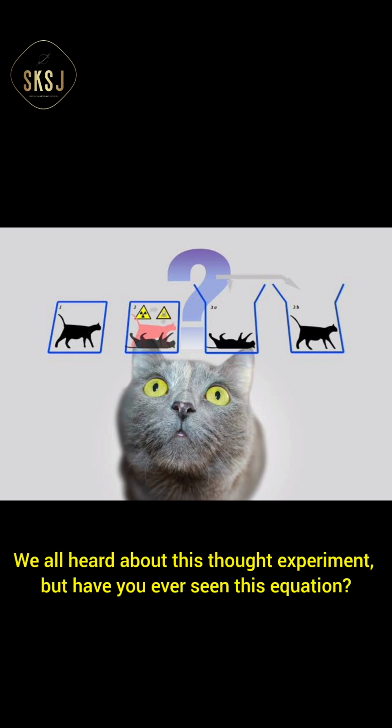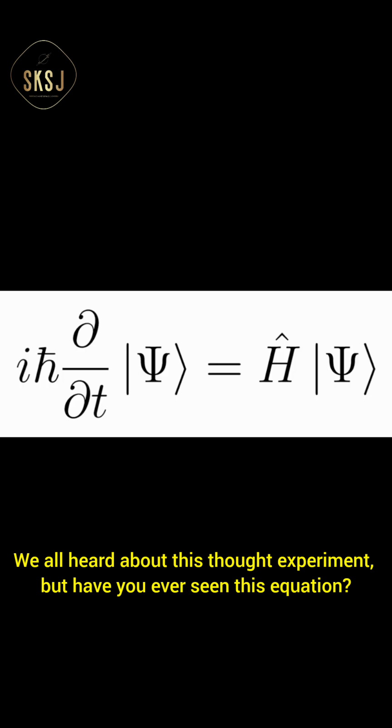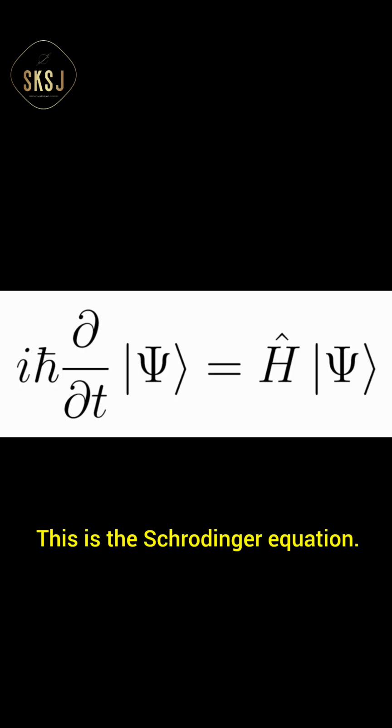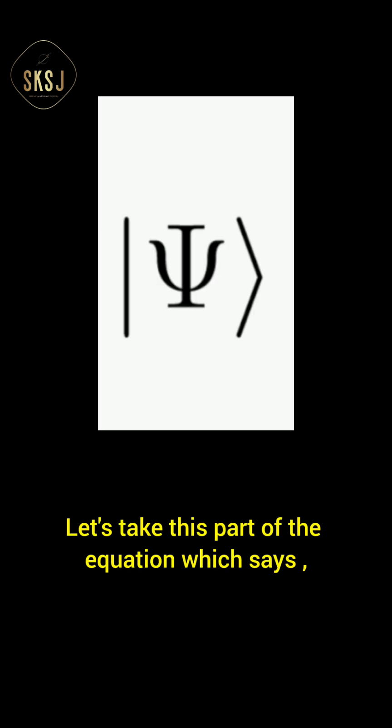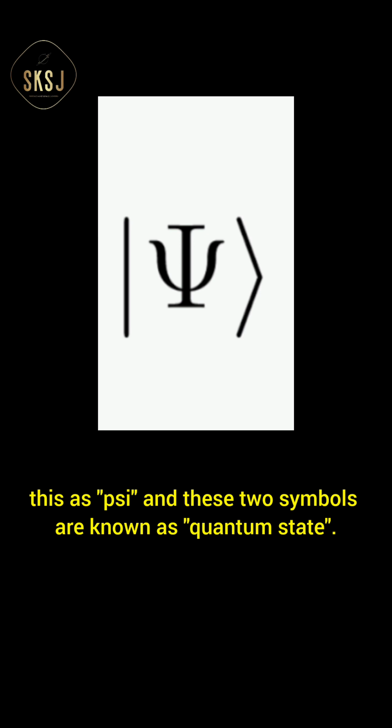We all heard about this thought experiment, but have you ever seen this equation? This is the Schrodinger equation. Let's derive the equation and see what it tells us. Let's take this part of the equation which says, this is psi and these two symbols are known as quantum state.